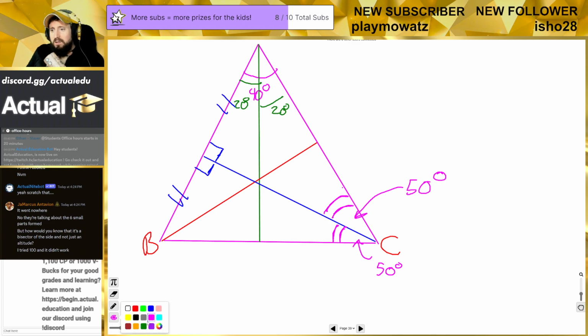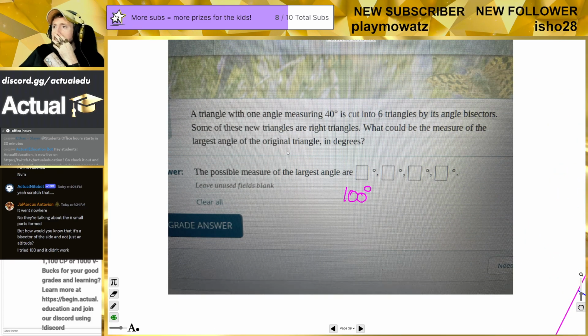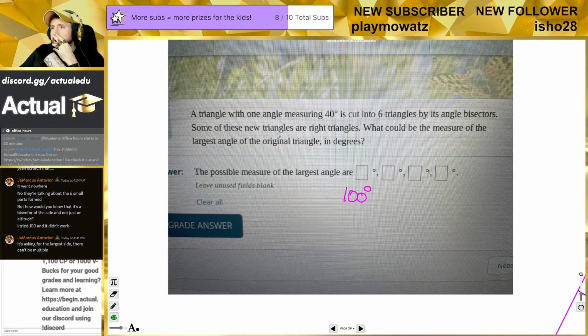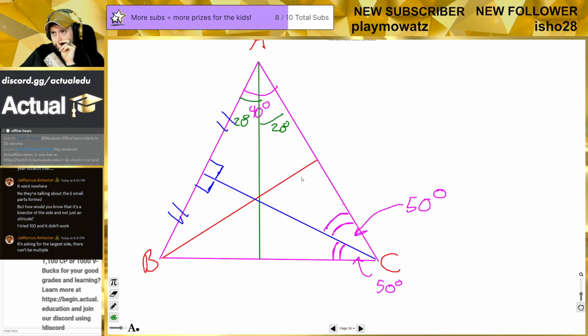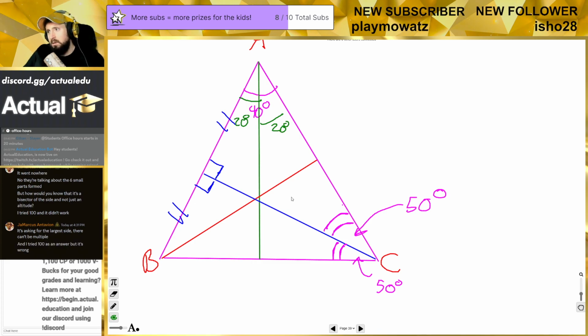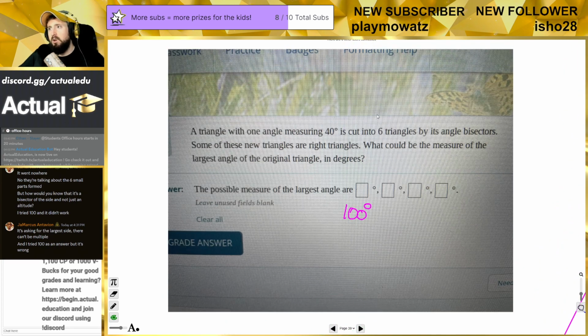I think it comes down to how the question's asking. Sorry, let me see. Triangle with one angle is cut into 6 triangles by its angle bisectors. Some of these new triangles are right triangles, which could be the measure of the largest angle of the original triangle in degrees. I think 100 is correct. It's asking for the largest side. There can't be multiple. Well, there could be if it's like an obtuse triangle.